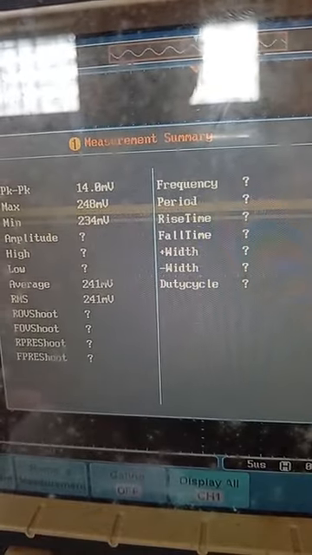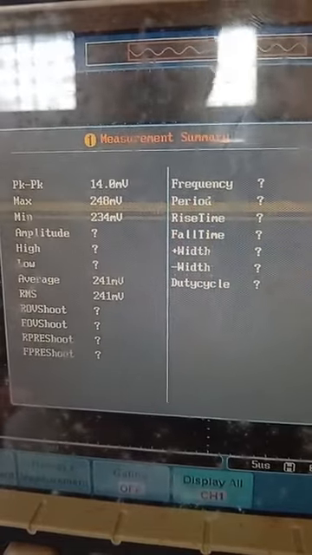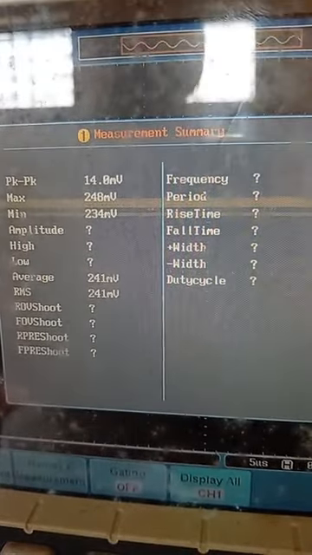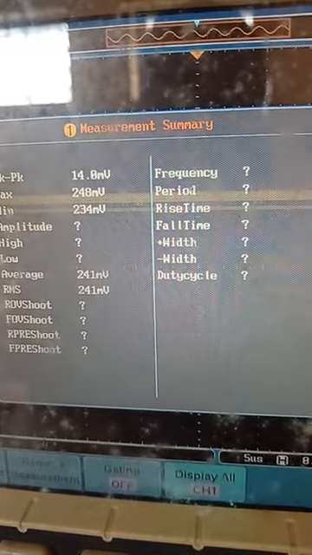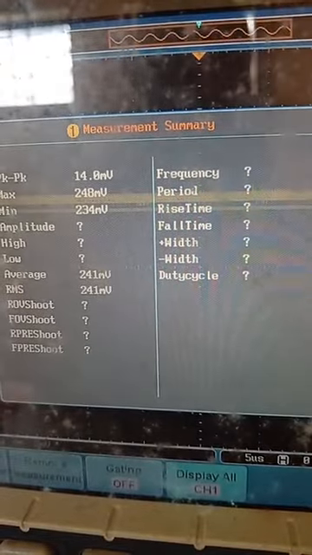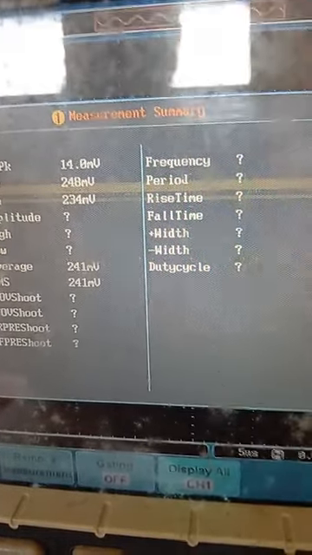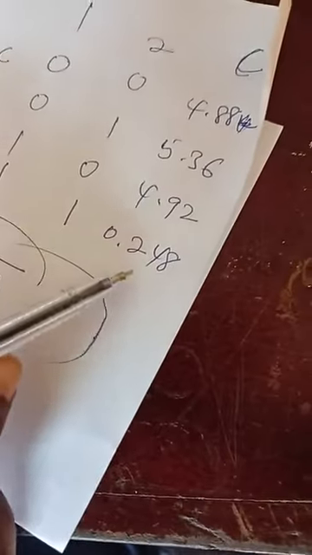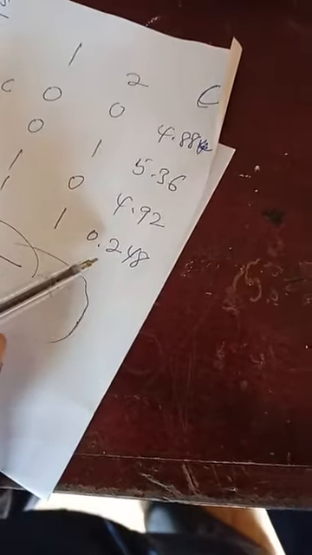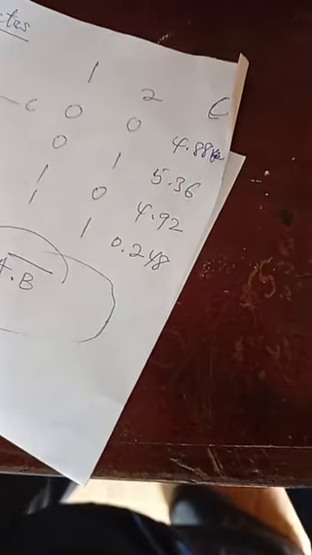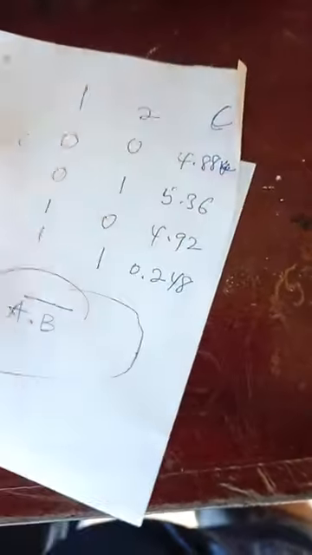248 millivolts. Millivolt means divided by 1000. So that means we have 0.248 volt. 248 millivolts divided by 1000 is 0.248 volt. This is the table for the NAND gate.